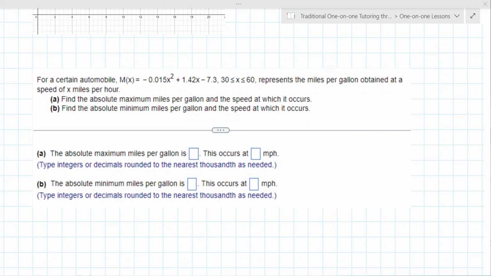So minus 0.015x squared plus 1.42x minus 7.3 from 30 to 60. Where is my graph? There it is. Okay. All right. Okay. Is this a rounding problem? Yeah, it is. Okay.